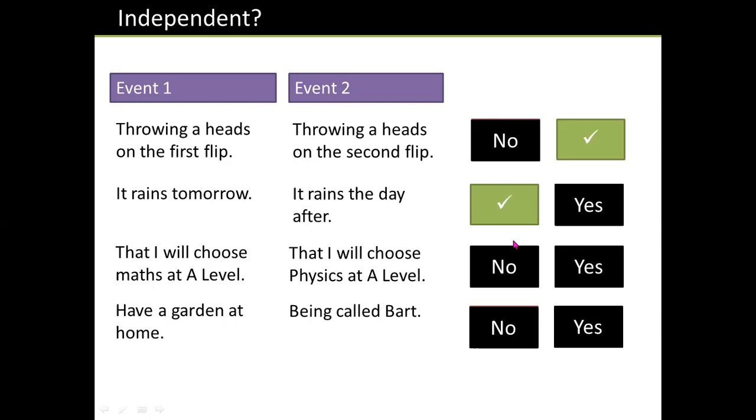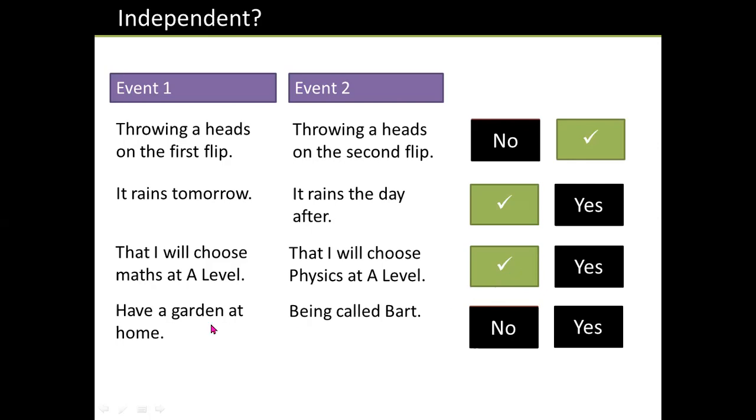Now, the first event is that I will choose maths at A level, and the second event is that I will choose physics at A level. What is that one? Otto, is that dependent or independent? Independent. Okay, so that is not independent, because you have nothing to choose, it does not depend on you, but it depends on the school.